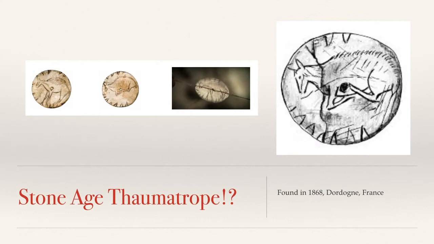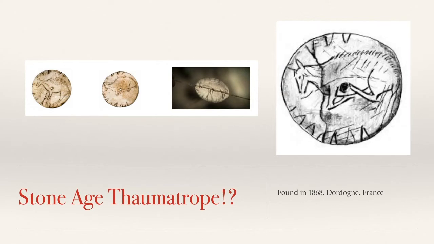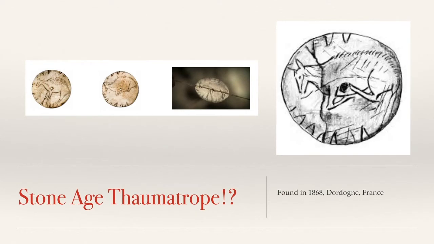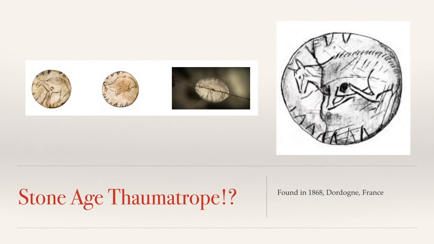Now the animals are shown in different positions. It looks like it may be running or lying down. And if we rotate it quickly, like a thaumatrope, we've got animation. So cave people 30,000 years ago were doing animation. Wow.